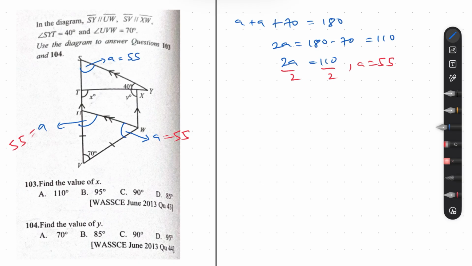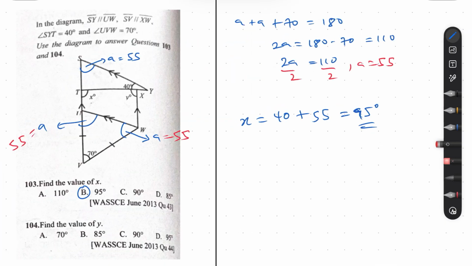Now, since we know this angle, we can easily find our x, because when you have a triangle, the sum of two interior angles gives us what? The opposite exterior angle. So 40 plus A here, which is 55, should give us x. Okay? So we have x is equal to 40 plus 55, which is what? 95. So our x is what? 95. Cool.